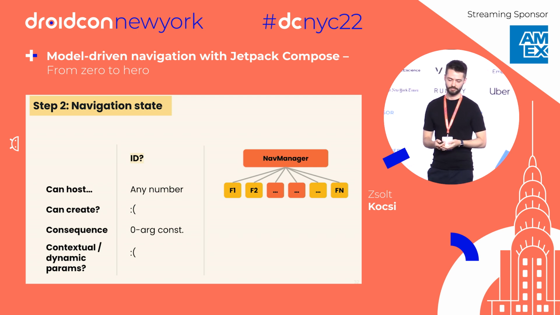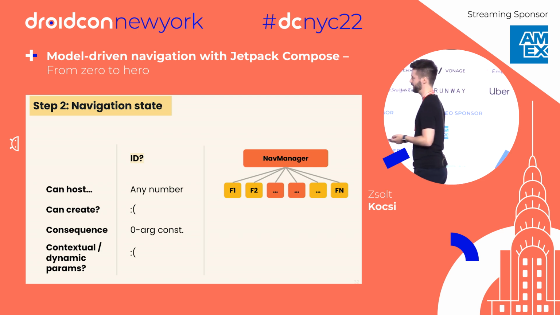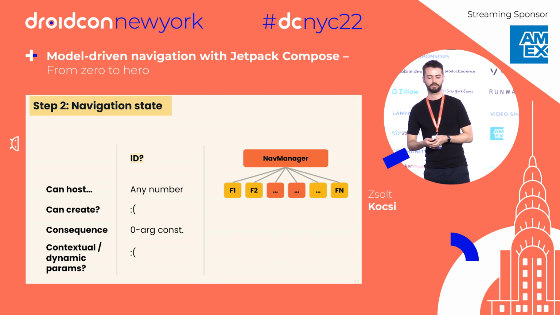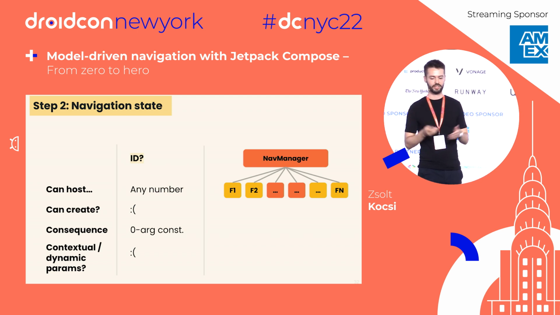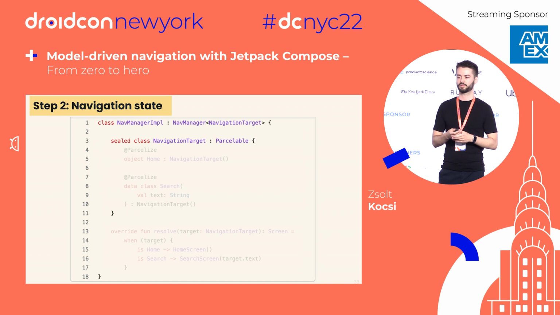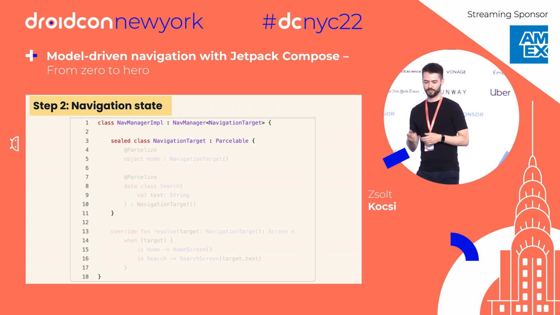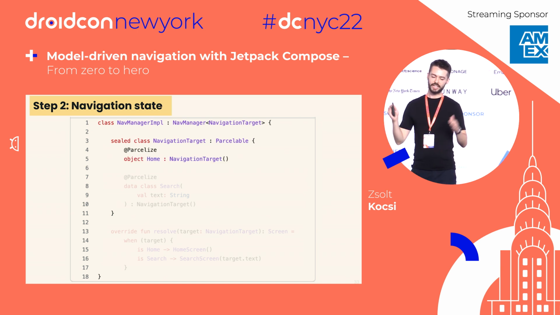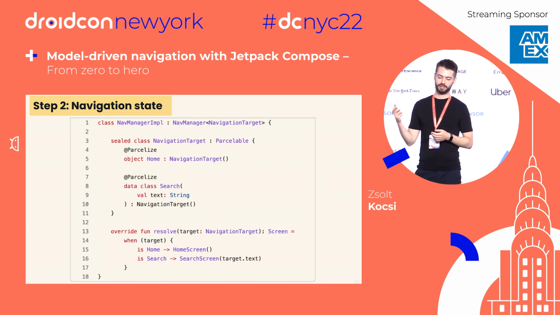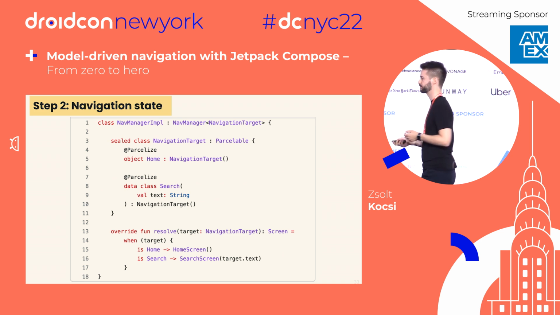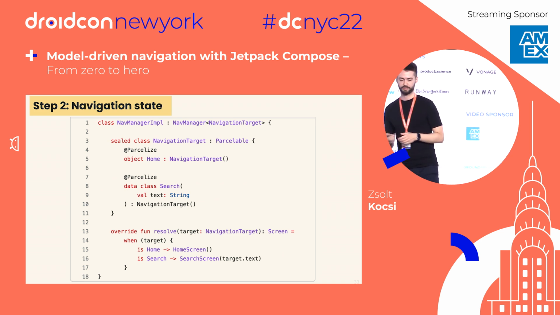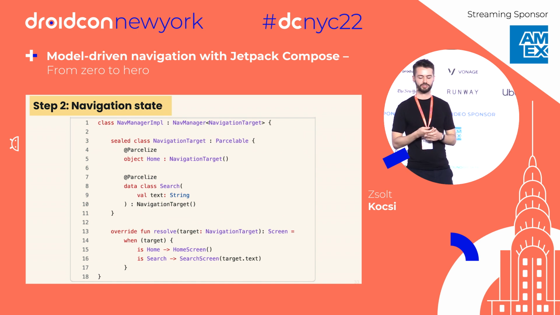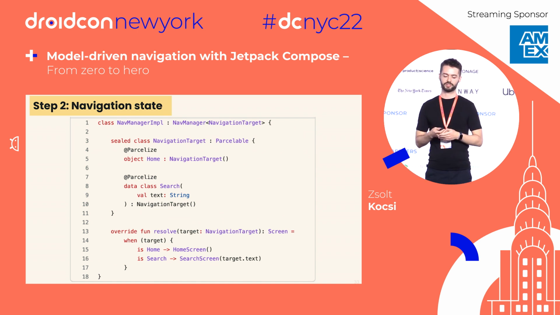So what if instead we made a deal and we said that our navigation manager solution would only be able to host and create a subset of all these possible things? What would that give us? So for example, in code, we could say that our navigation manager implementation is typed to this navigation target sealed class, representing with a Kotlin object our home screen, and a data class for our search screen. Now, we would have this resolve method, the job of which is to resolve any of the sealed class elements to actual screen instances.